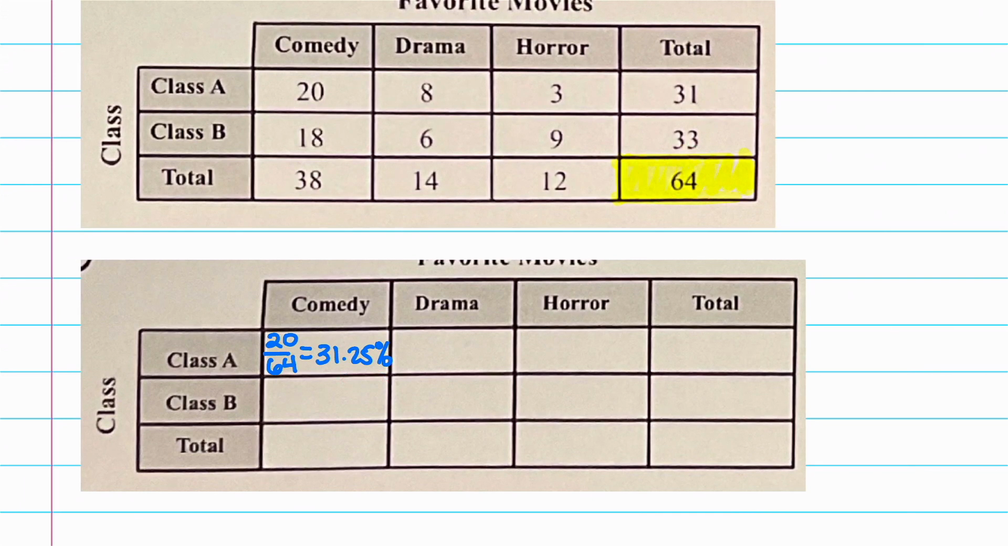So where did that 64 come from? Again, that 64 came from my total, because this is relative to the total.